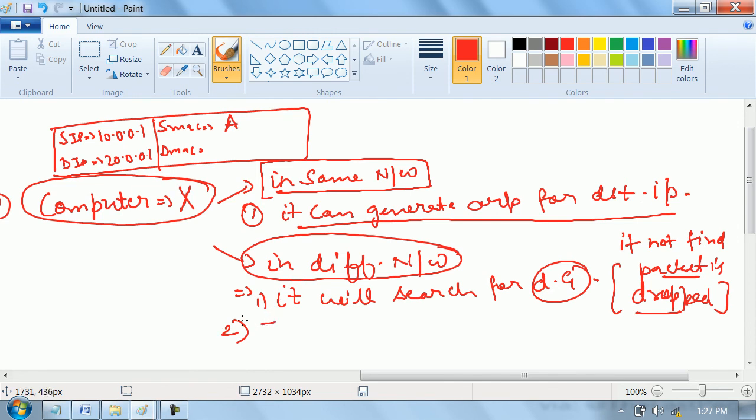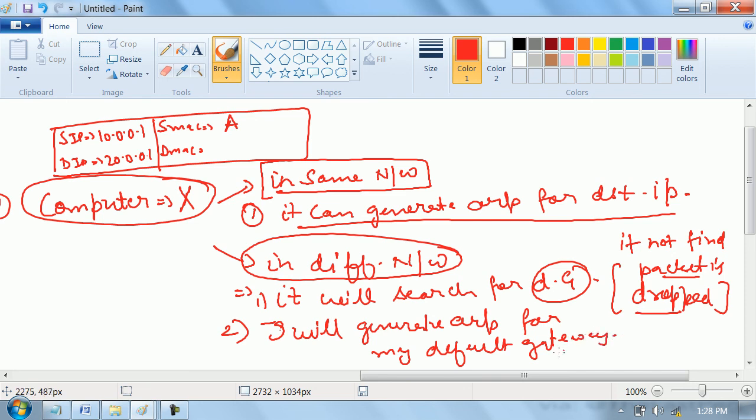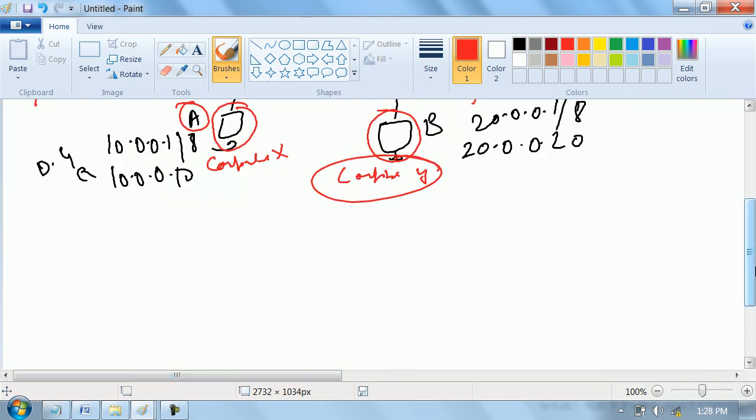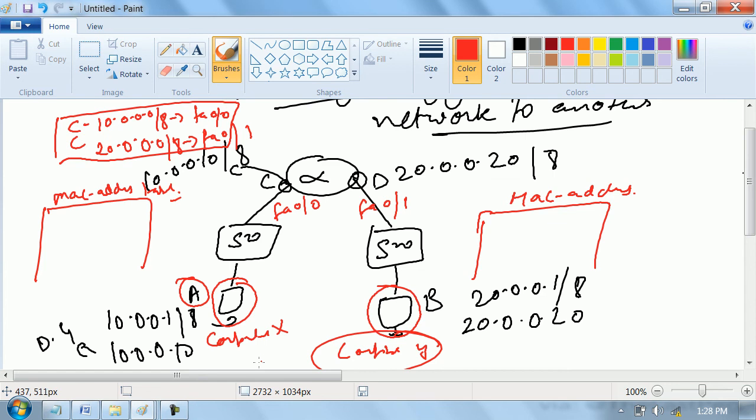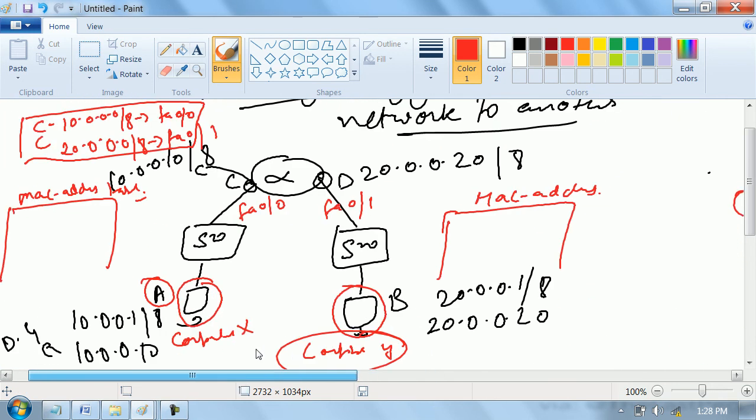I know my default gateway. It means I now know only one thing, that I have to forward this data to my default gateway. So what I will do, I will generate ARP for my default gateway. For whom did I generate the ARP? Guys, tell me one thing, in this case, what is the default gateway? 10.0.0.10. What is the source IP? What is the source IP? Default gateway is.